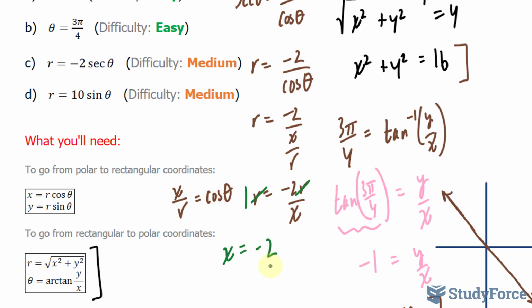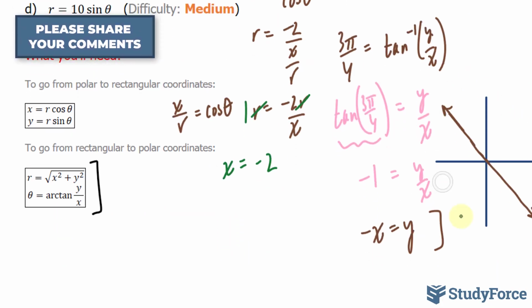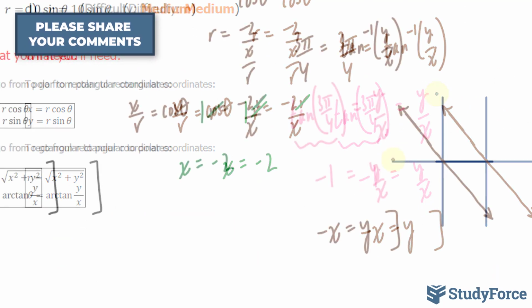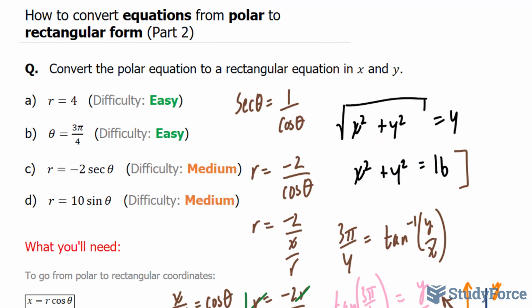Multiplying both sides by x, we should end up with x is equal to negative 2. Whenever you have x is equal to a number, that's a vertical line. So x is equal to negative 2, if we look back at this xy plane and setting this as x and this as y as our axes, x is equal to negative 2 should be around here. So it should be a straight line going upwards, looking like that.